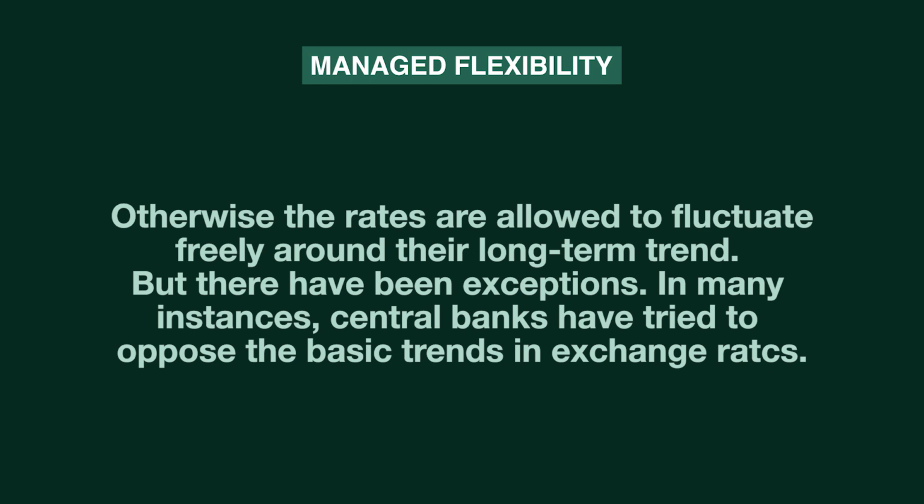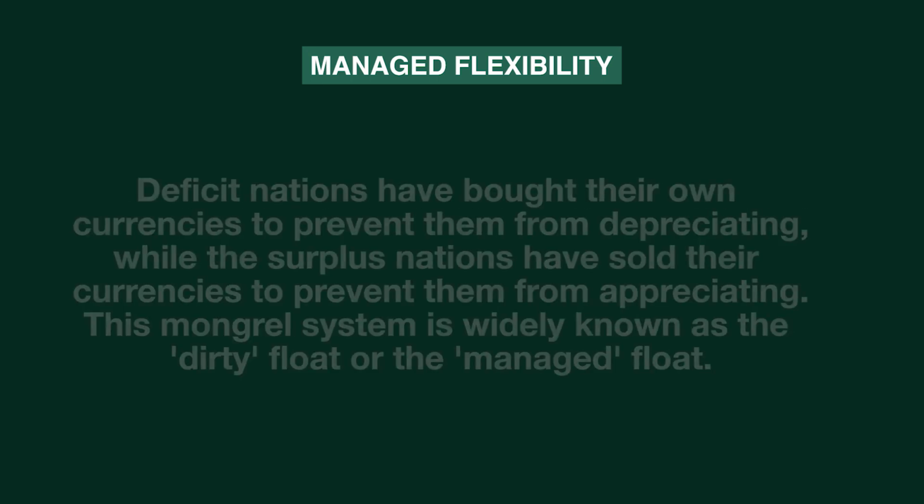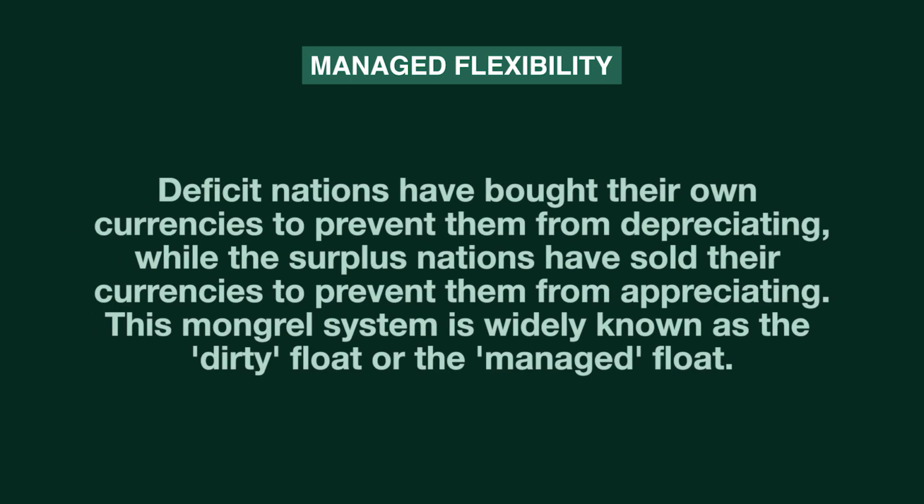along their long-term trend. But there have been exceptions. In many instances, it has been seen that the central banks have tried to oppose the basic trends in the exchange rates. Deficit nations have bought their own currencies to prevent them from depreciating, while the surplus nations have sold their currencies to prevent them from appreciating. This mongrel system is widely known as the dirty float or the managed float system.